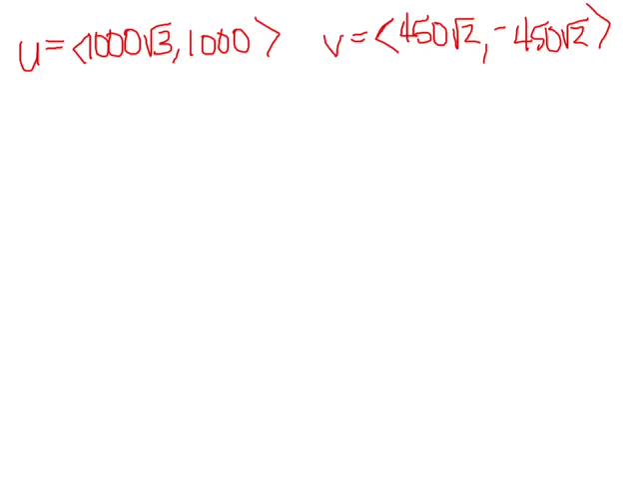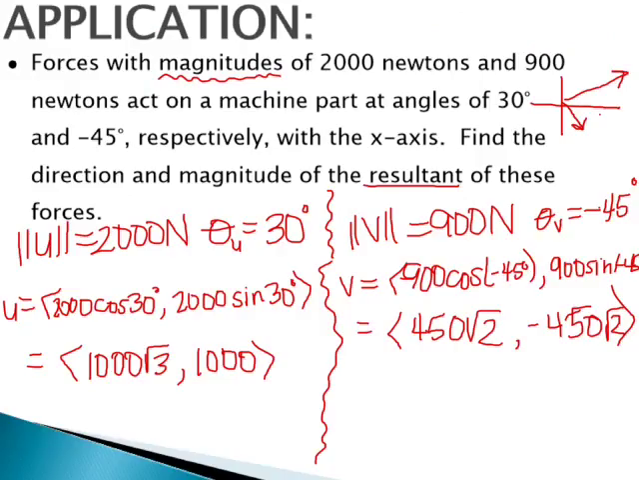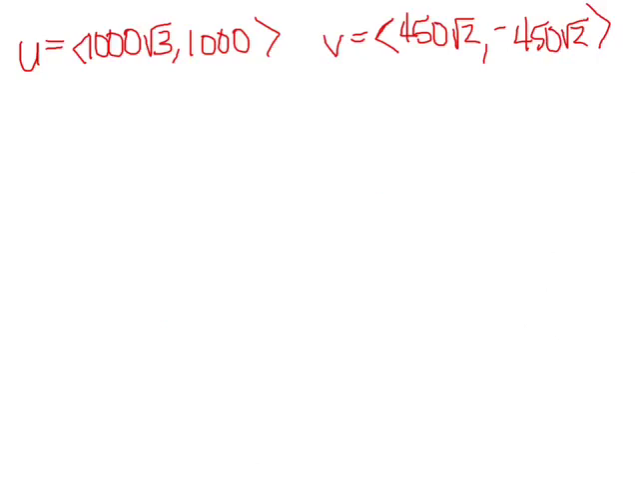Okay, so here are our two vectors. What we need to do is find the direction and magnitude of the resultant of these forces. So we need to add these two together and then find their direction and magnitude.